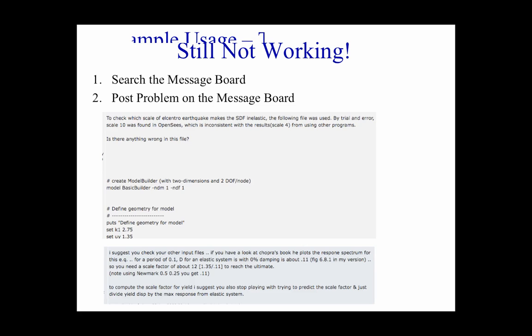So if it's still not working, and you've tried all the changes to the script, then we start looking at the message board, and we start posting our problems to the message board. But remember again, the first thing we do before we post is we search, right? Search the message board, then we post our question.